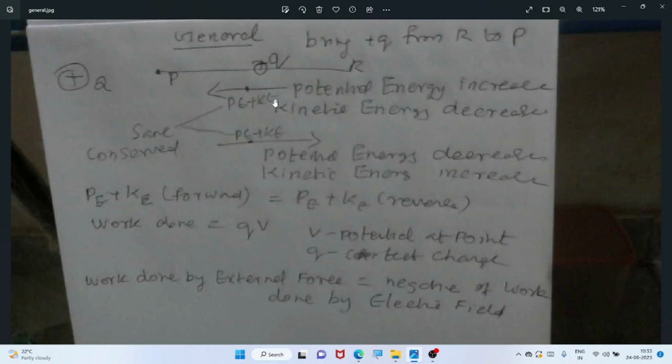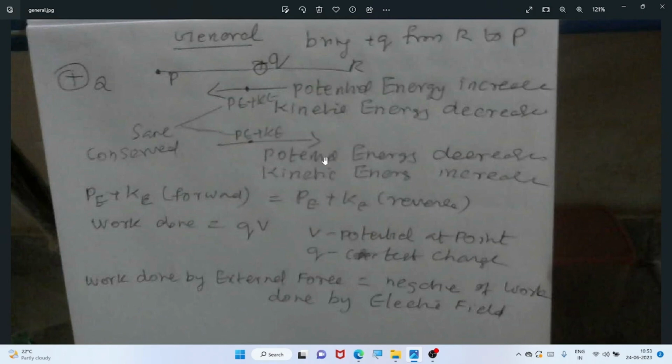But the total is conserved. That means at any point, potential plus kinetic energy is constant, either in this direction or in this direction. In this direction potential energy increases, in this direction potential energy decreases. When you add both energies, that will be constant. That is conserved: potential energy plus kinetic energy at any point is the same.